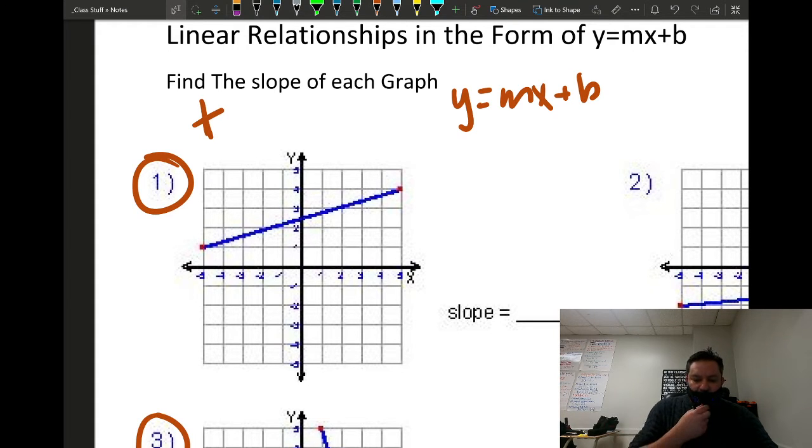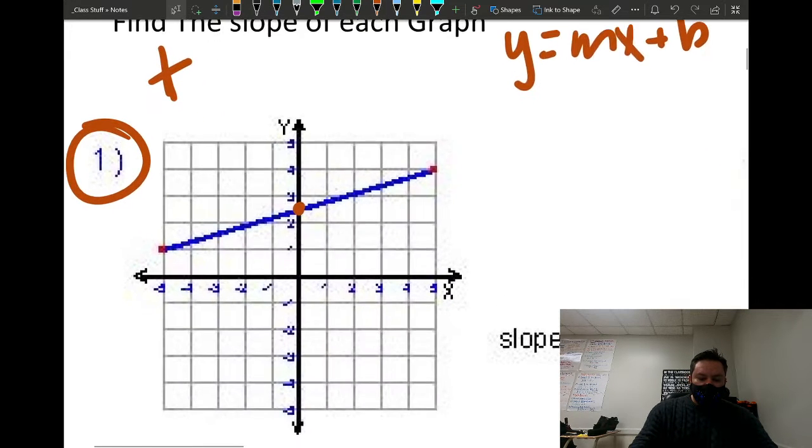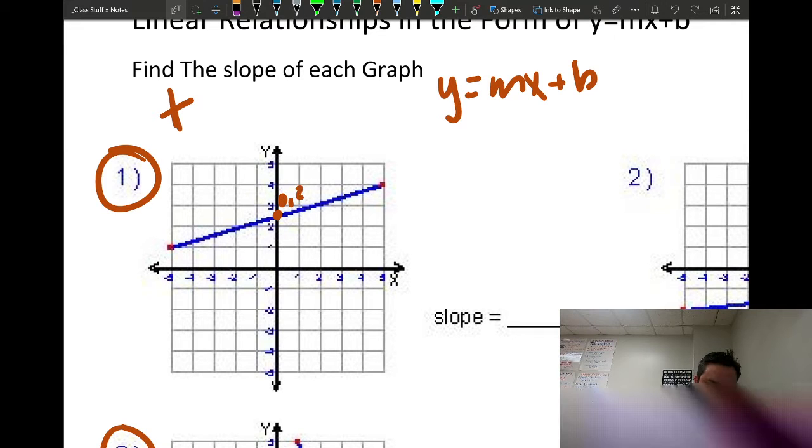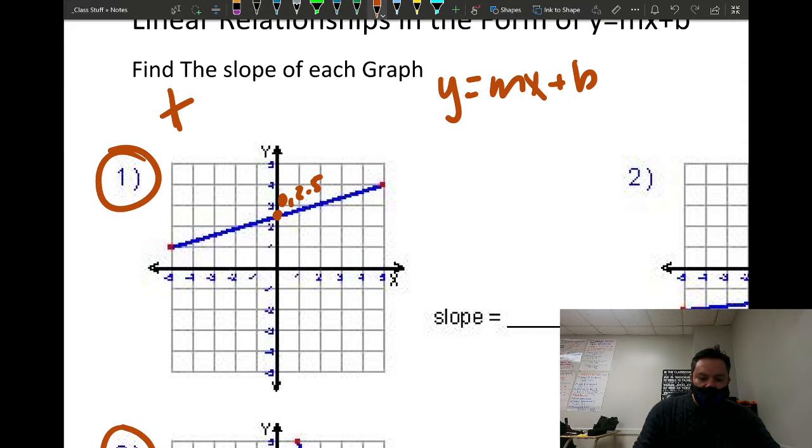In this case, this line crosses right here, which is between 3 and 2. So it's right at the middle, so it's going to be 2.5. This is (0, 2.5). So that's my y-intercept, which is going to be b. So it's going to be something plus 2.5, plus because it's positive.